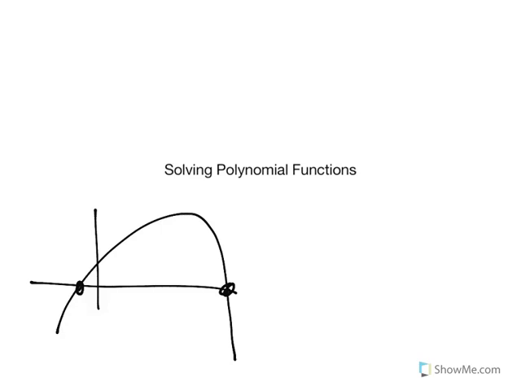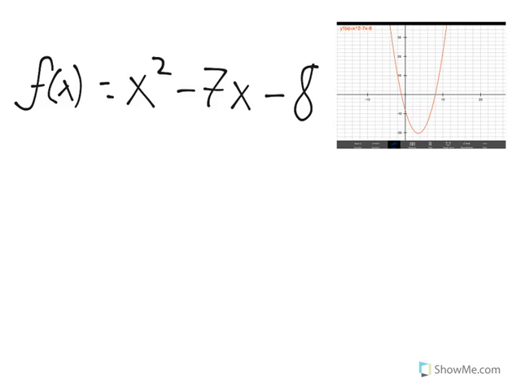Hello, my name is Anthony, and today I'm going to show you how to solve polynomial functions, specifically how to solve for the zeros and roots of a function. So if we were to take a look at this function, x squared minus 7x minus 8, we can see on the graph that it has two intersection points on the axis.